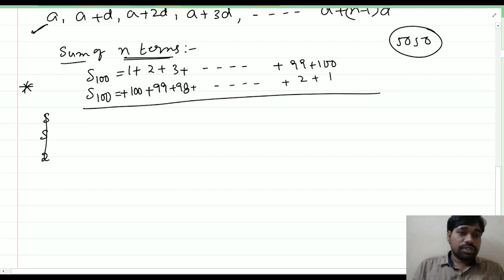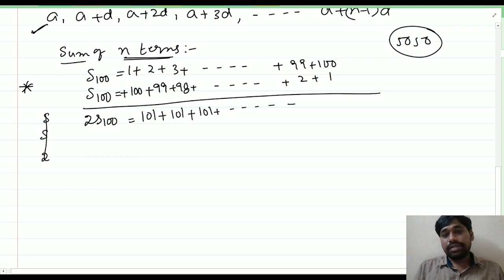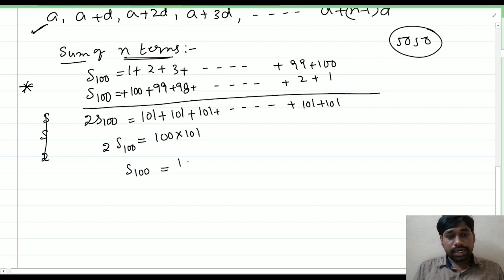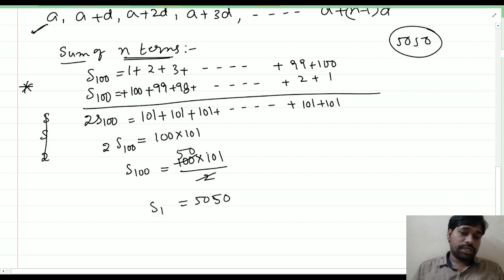Whenever he did it like this, he got 2 S100 on the left side. That is 1 plus 100 is 101, 2 plus 99 is 101, 3 plus 98 is 101. So how many 101s will we get? As we are adding 100 numbers, there are 100 101s. So rather than adding all of this, I simply multiply 100 into 101. That is 2 S100, but I want S100. So I can say 100, the number of terms, multiplied by 101, divided by 2. So he got 50 into 101. Did you get it? How I did it?